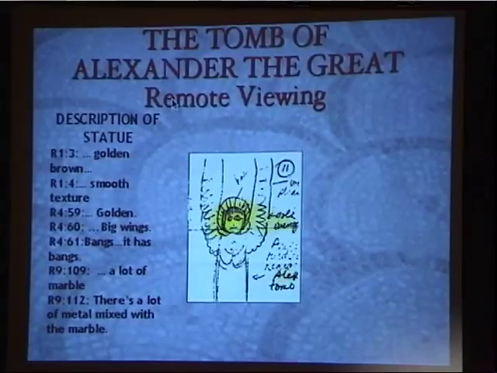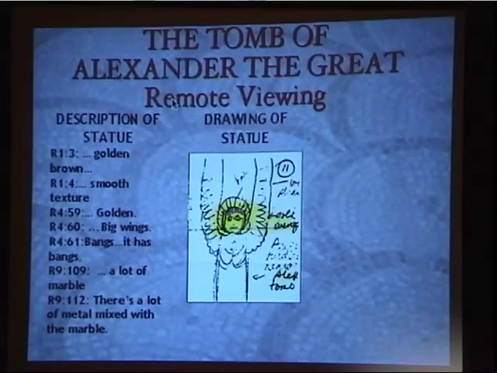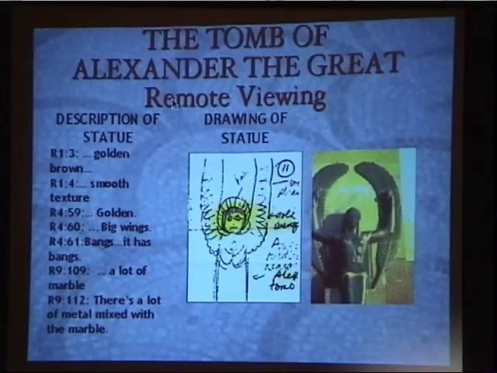See the high wings. Now notice the proportion of the wings. That's very interesting. Notice the gold color. See, she's put a little gold there. This is near Alexander's tomb. So that's the drawing of the statue. There's the statue.